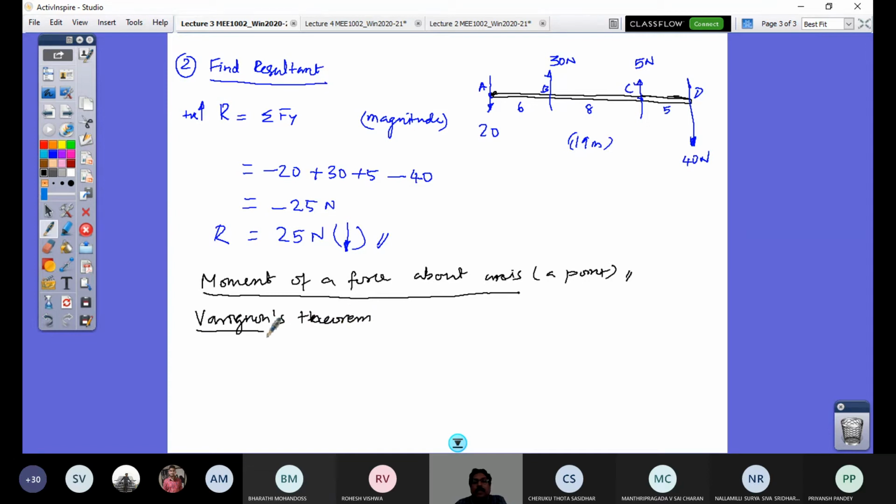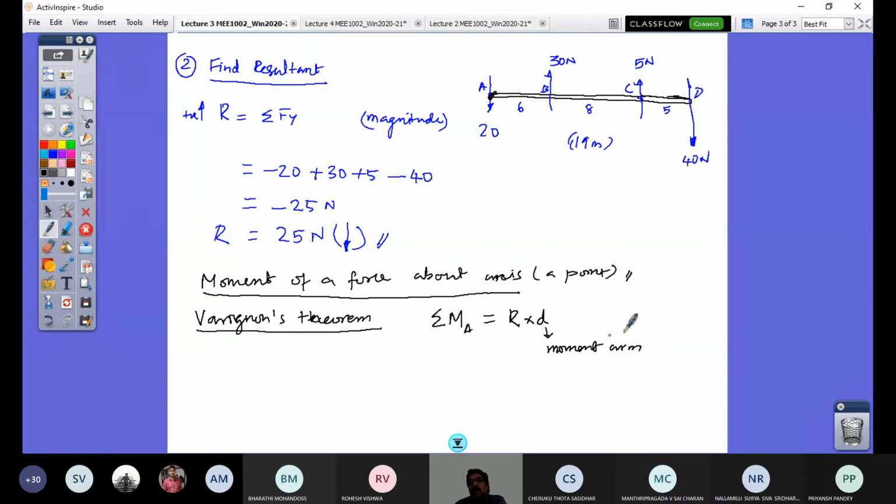Varignon's theorem. So what does this Varignon's theorem state? I have here a number of forces. So if I take a moment of individual force about this point A, I would have the sum of the moments equal to the moment produced by this resultant force. So that's what is Varignon's theorem statement. So the moment about a point A by the individual forces would be the same as that of the resultant times D, where this D I call the moment arm.